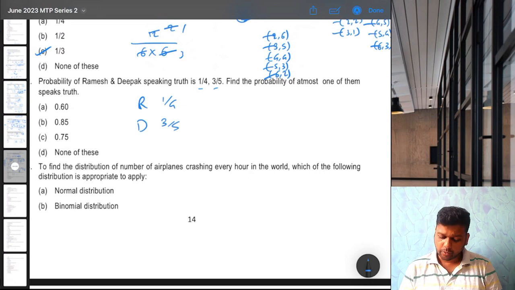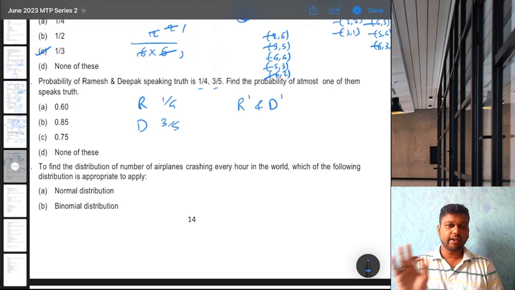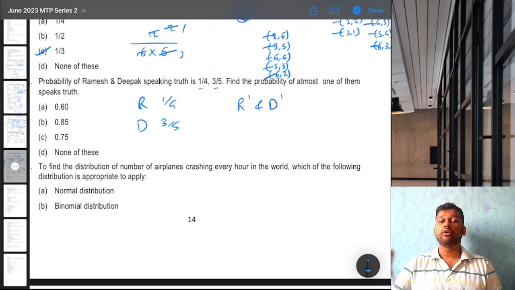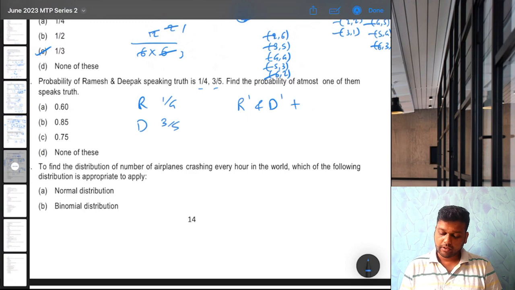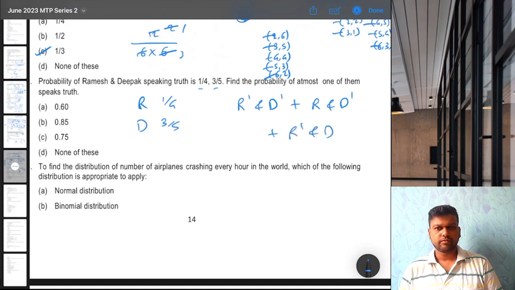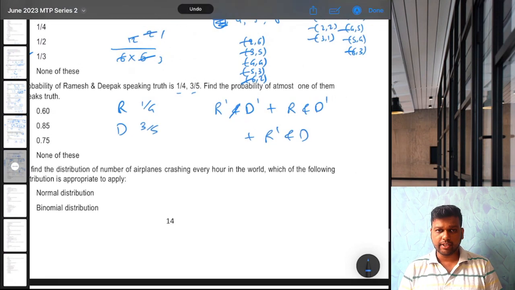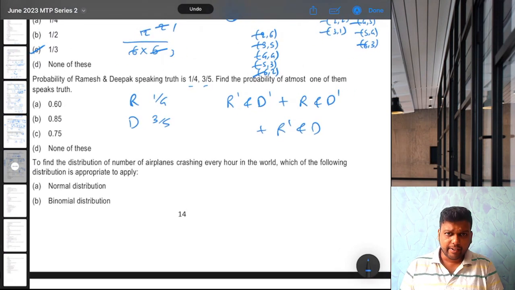0 of them speak the truth. That means what? R dash and D dash. That is neither Ramesh nor Deepak. Or one of them speaks the truth means what? R. That is Ramesh speaks the truth and Deepak lies. Or Ramesh lies and Deepak speaks the truth. So we can just convert this 'and' to multiplication, 'or' to addition and then just multiply and add it.